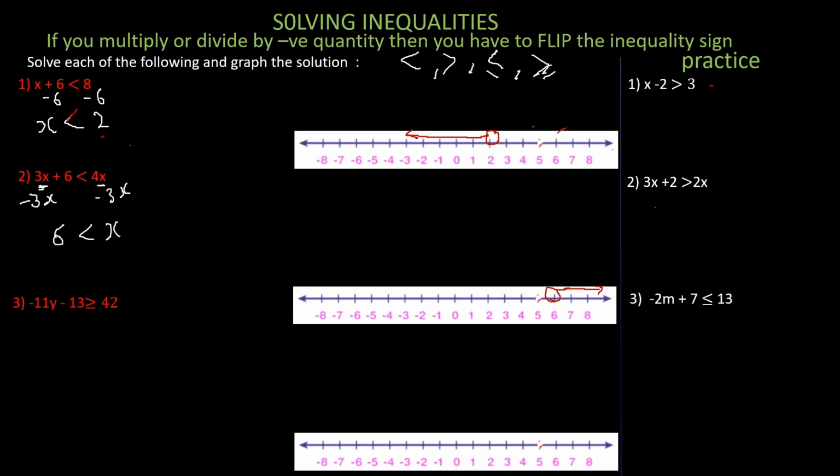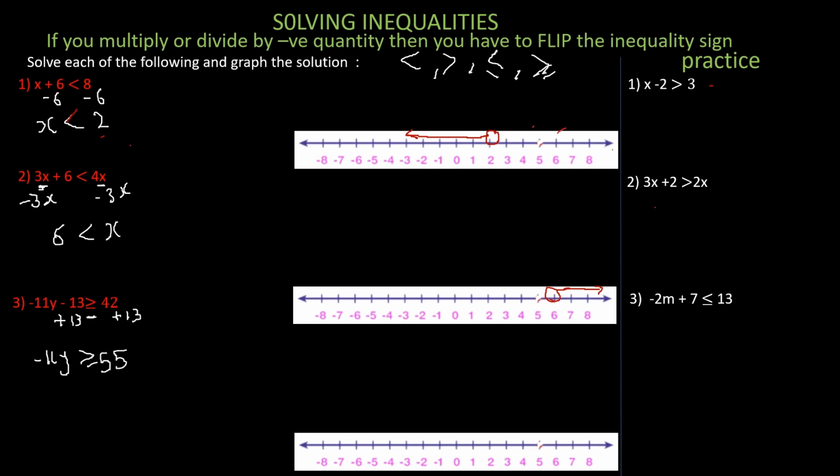In example number 3, we have negative 11y minus 13 greater than or equal to 42. Forget about the sign right now, and we need to cancel the number here, negative 13, so we have to add positive 13. Now we will have negative 11y greater than or equal to 42 plus 13, which is 55.